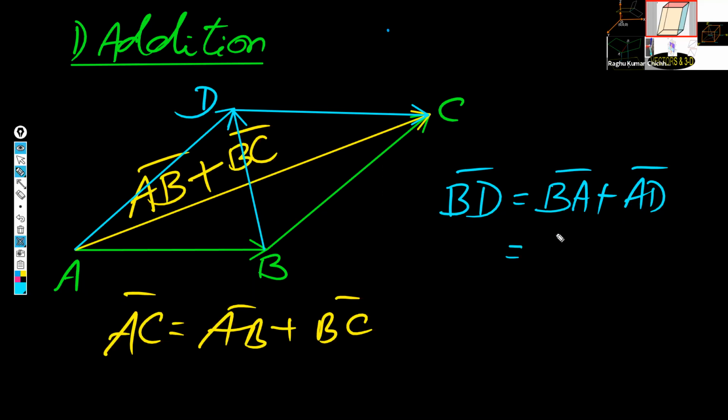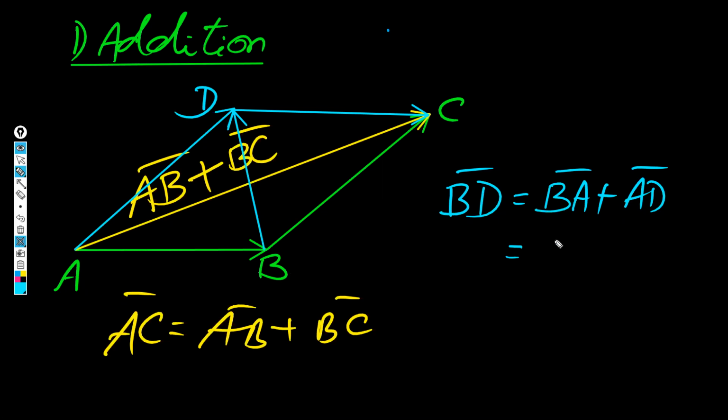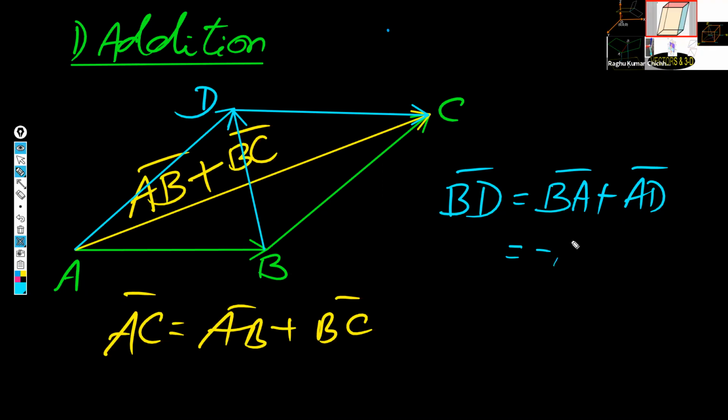So what is BA bar? It's nothing but minus AB bar. What is AD bar? It's nothing but BC bar. So I'll write this as minus AB bar plus BC bar. So you can see one diagonal is AB plus BC and the other diagonal is BC minus AB.